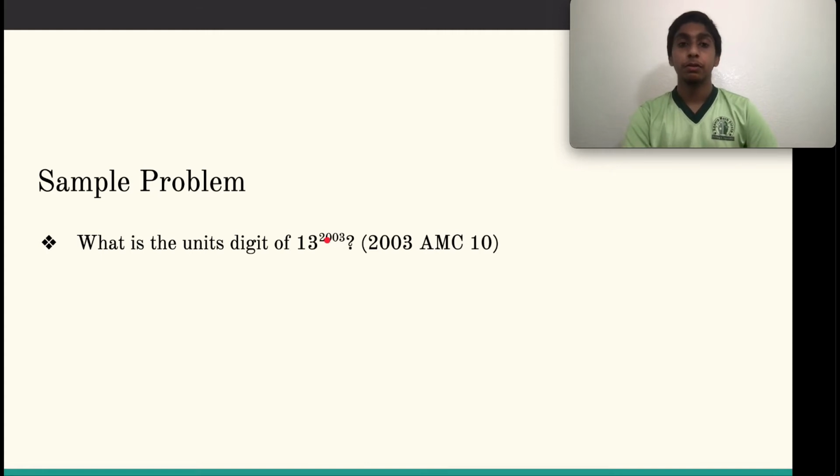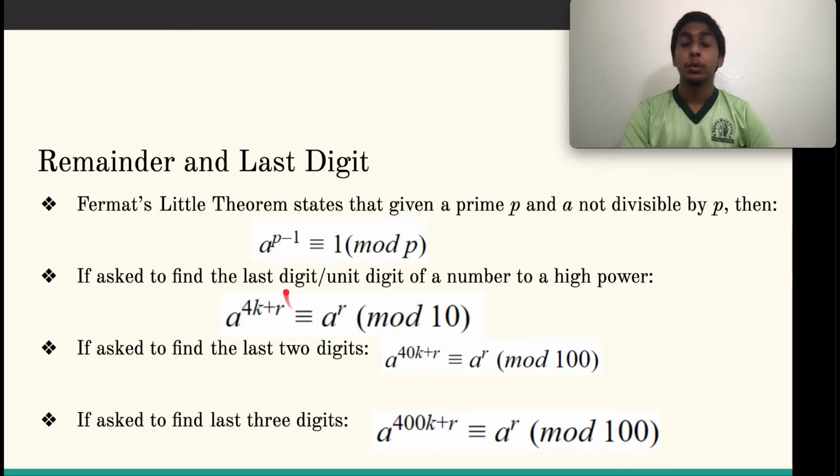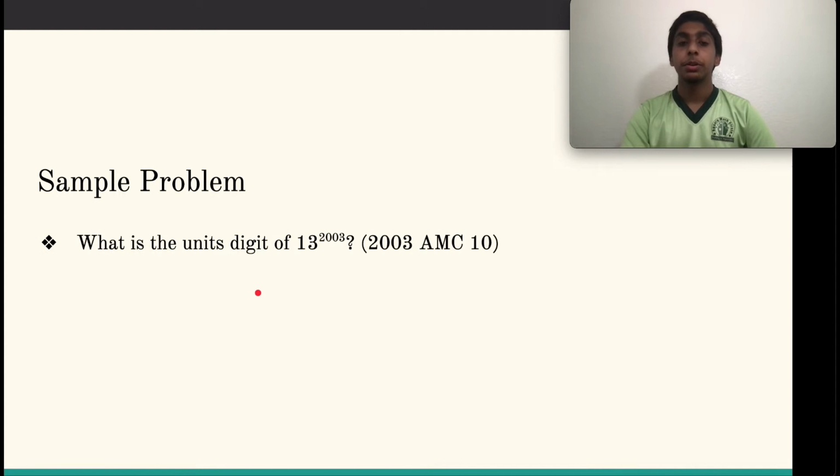You're going to have to use this formula we learned back here on how you can find the last digit and unit digit of a number to a high power. You have to break it down into this form. So go ahead and try to solve this one, and then I'll go over the answer. Go ahead and pause it.